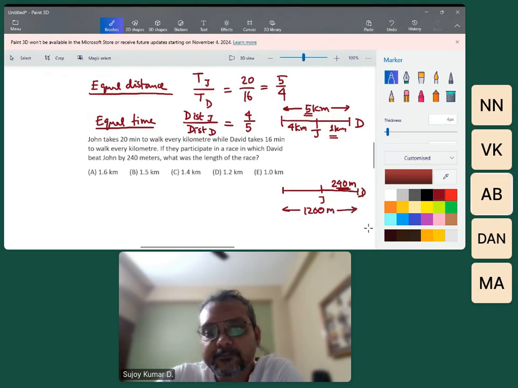Okay, got it. So D covered 1200, J covered 240 less than that. That would be actually 960. Not interested in that. We just need to know what is the total length of the race. 1200 meters. Got it. Yeah.